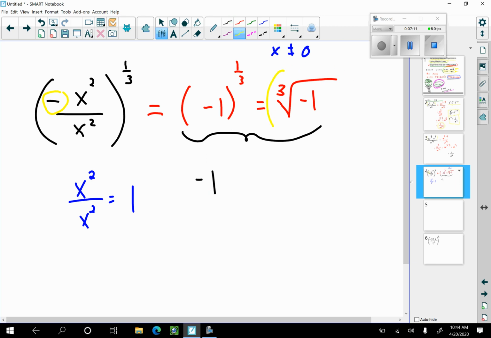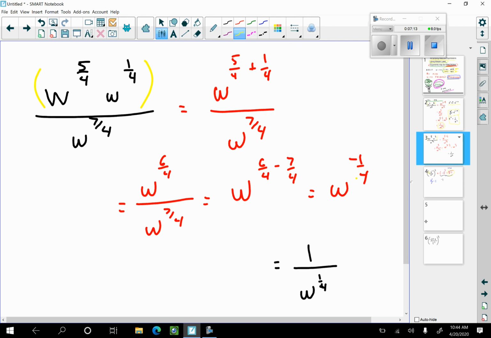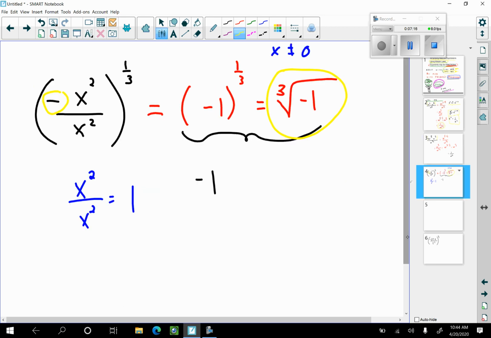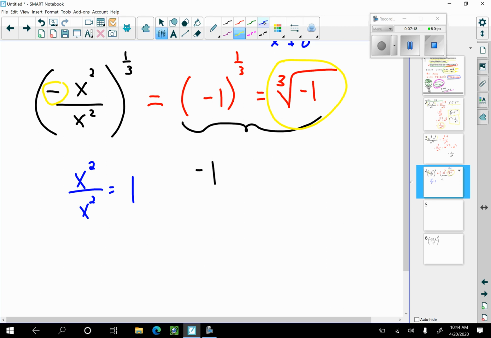What the cube root means is give me a number. Oh, I went to a different page. What this means right here is give me a number, let's say b, such that b times b times b is equal to -1. That's what it means to have a cube root. The cube root of -1 is equal to b, such that b times b times b is equal to -1.